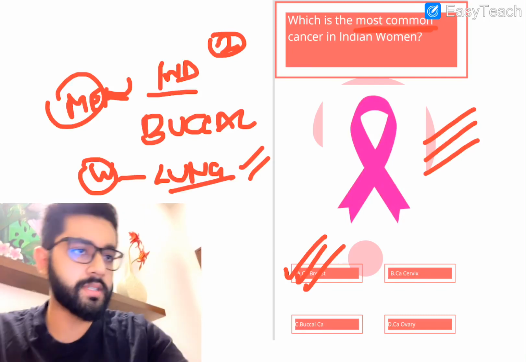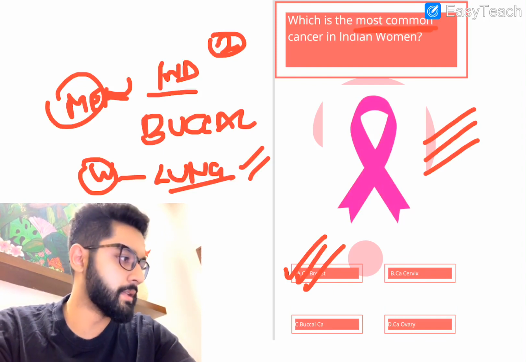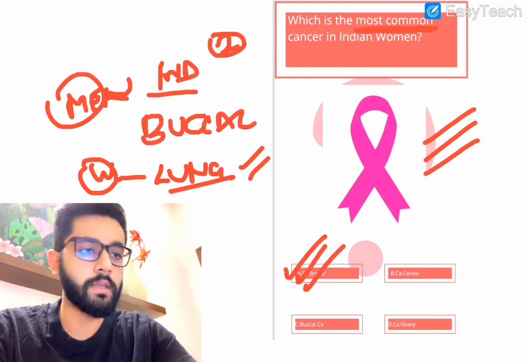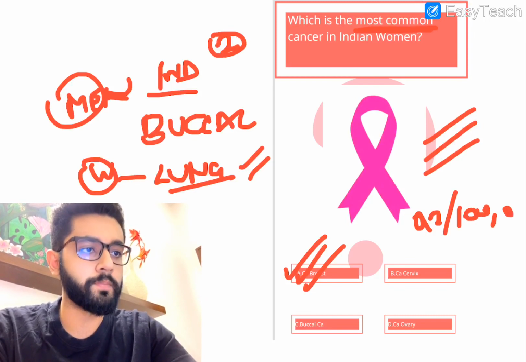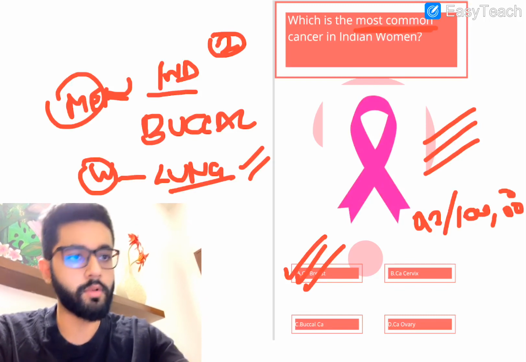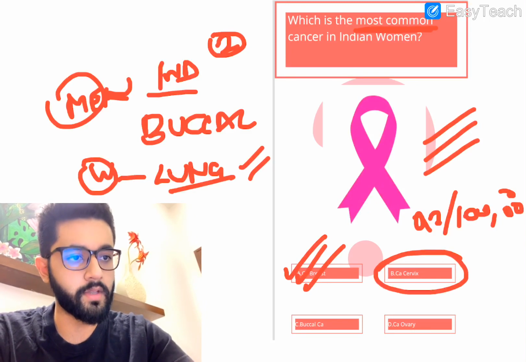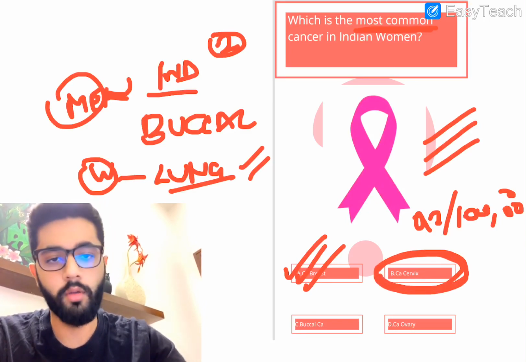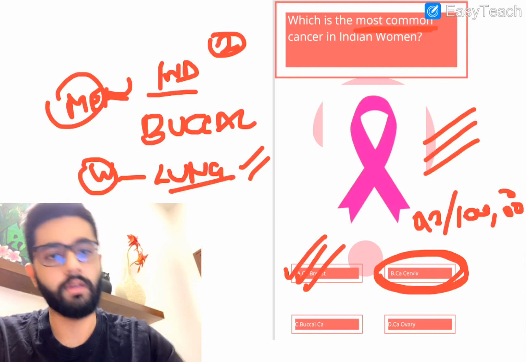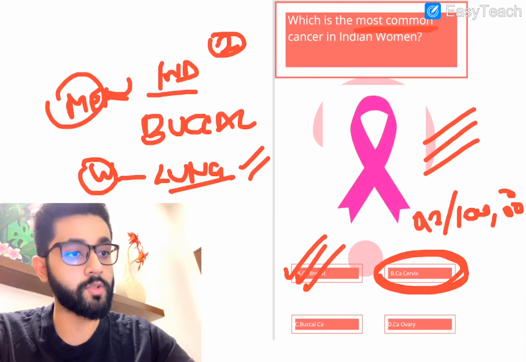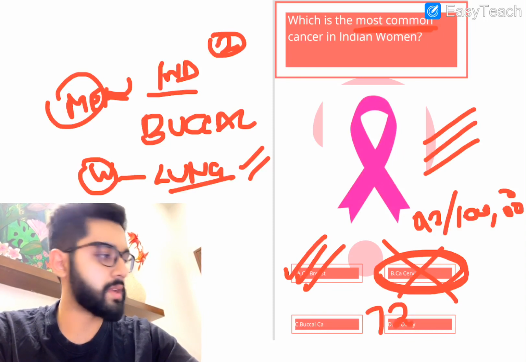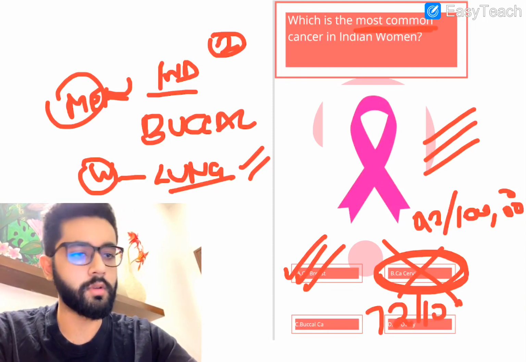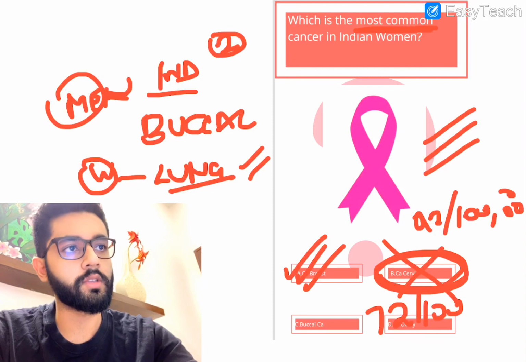So just a small statistic, the incidence of breast malignancy in India is 92 per 100,000, whereas the controversy was, a lot of people think it's CA cervix because we believe that it's more common in lower economic strata, and where India stands. So that's why there is a belief that it's CA cervix, but that is wrong. CA cervix is around 72 per 100,000 in India. So let's go to the next one.